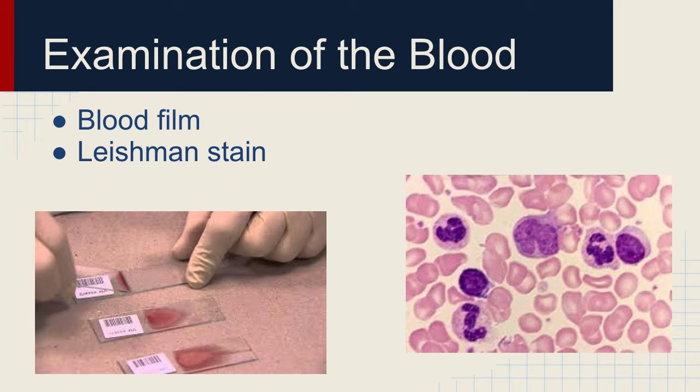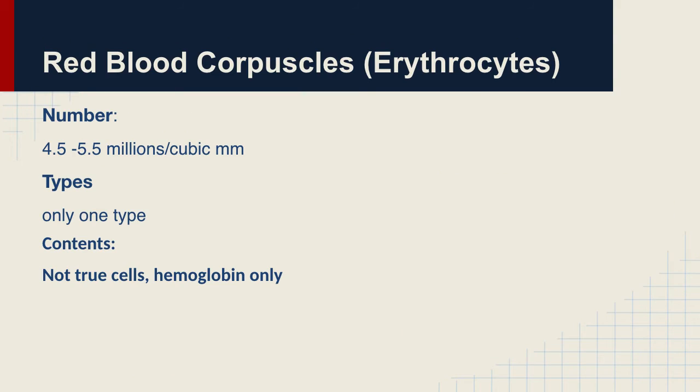We are going to talk about the blood elements. First is the red blood corpuscles. Here in your book, page 27, there is a table. I will explain here not in a table form, but you have to study the table.